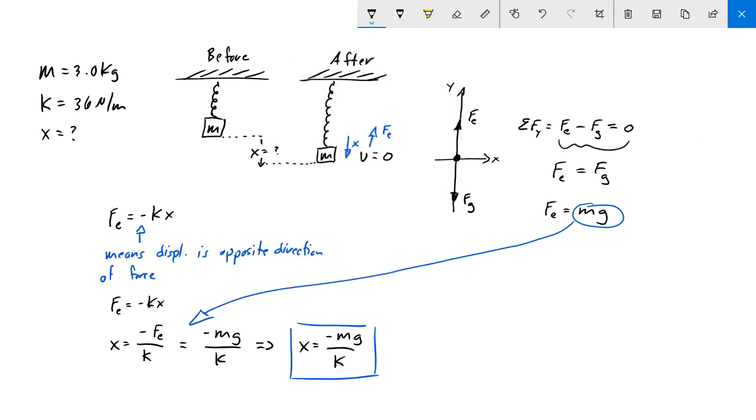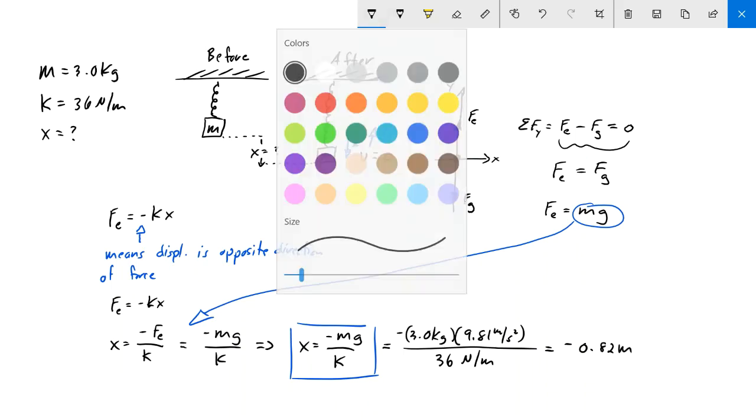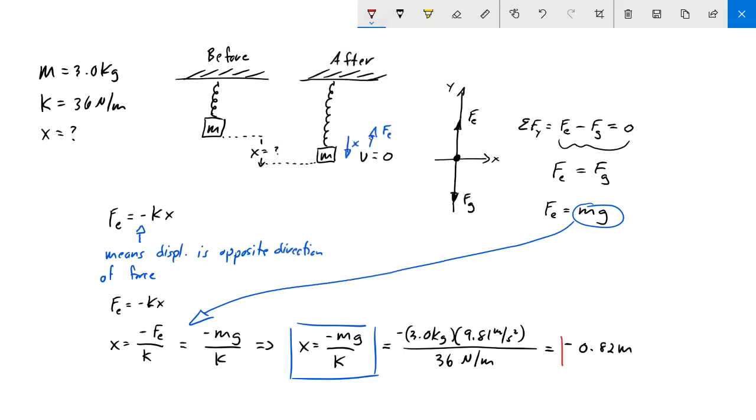So let's put the numbers in now. We've got minus our 3 kilograms times g, 9.81 meters per second squared, divided by our spring constant, 36 newtons per meter. We put all this into the calculator and we get minus 0.82 meters. And that's the answer for our practice problem.